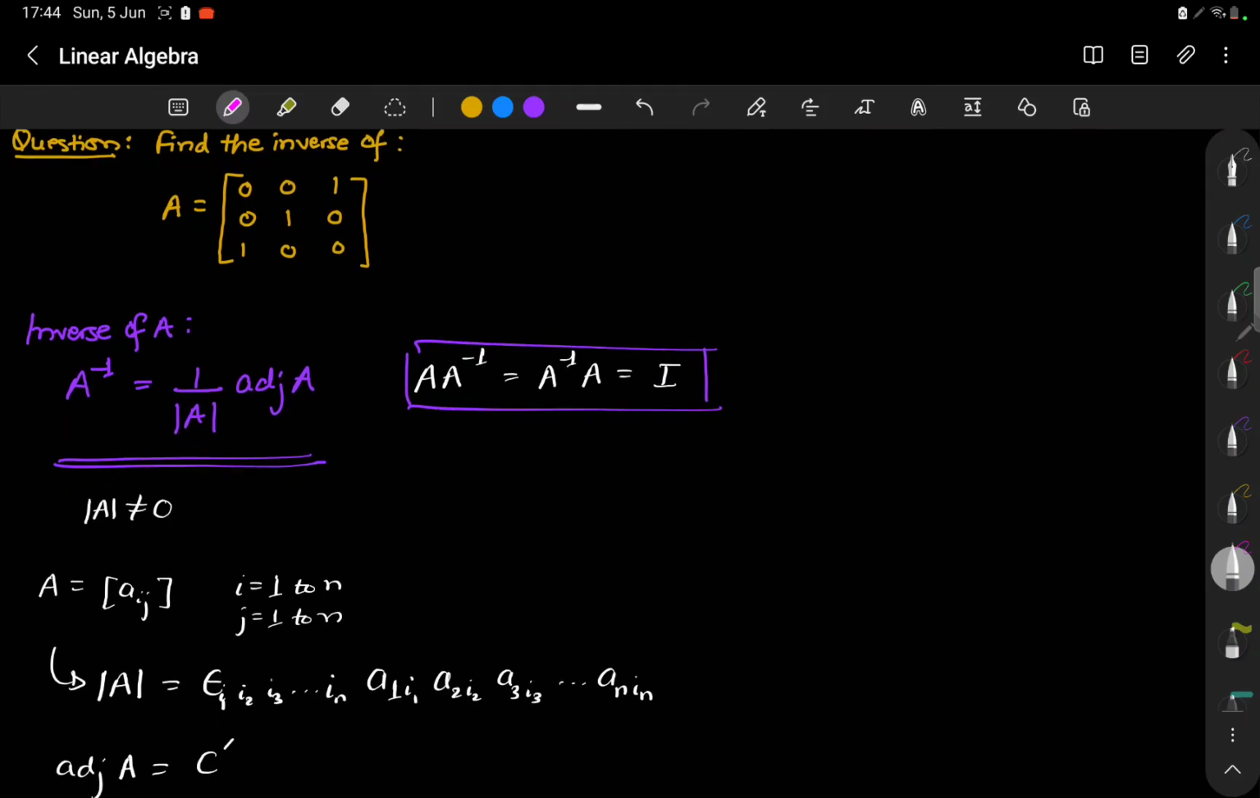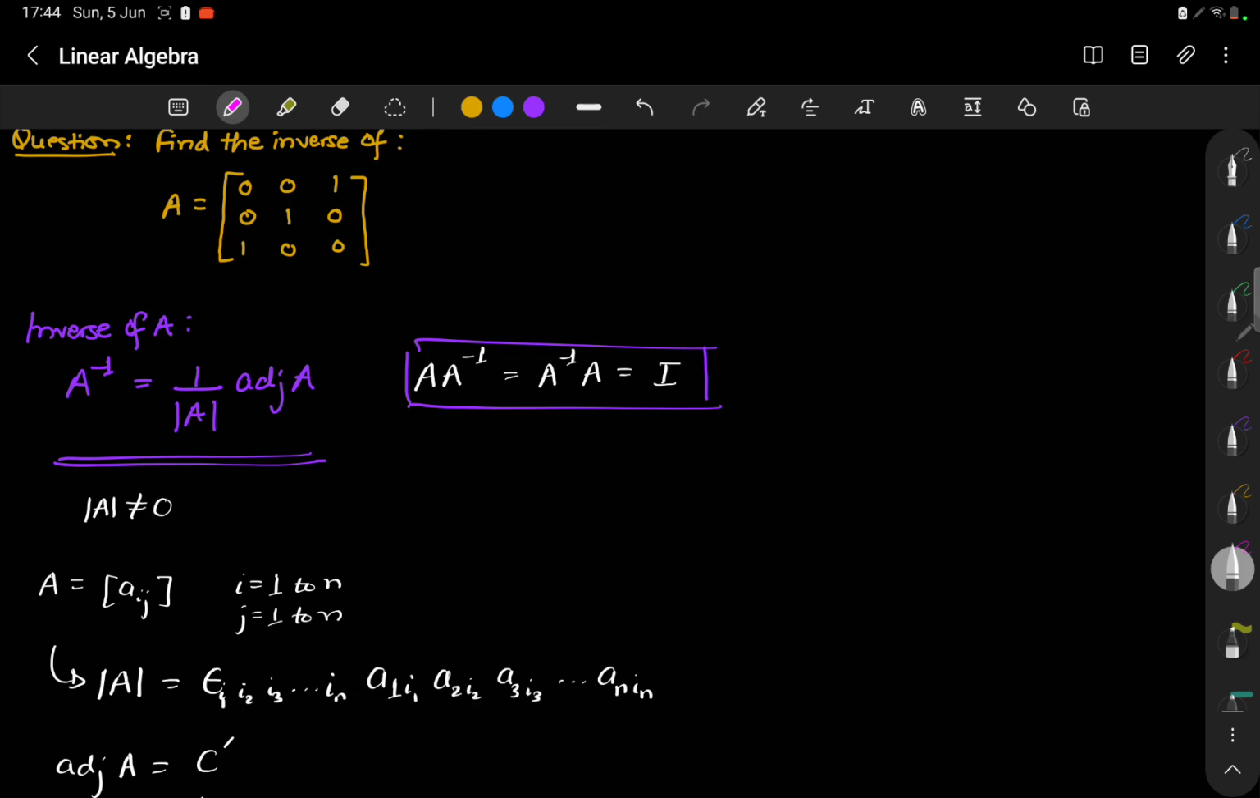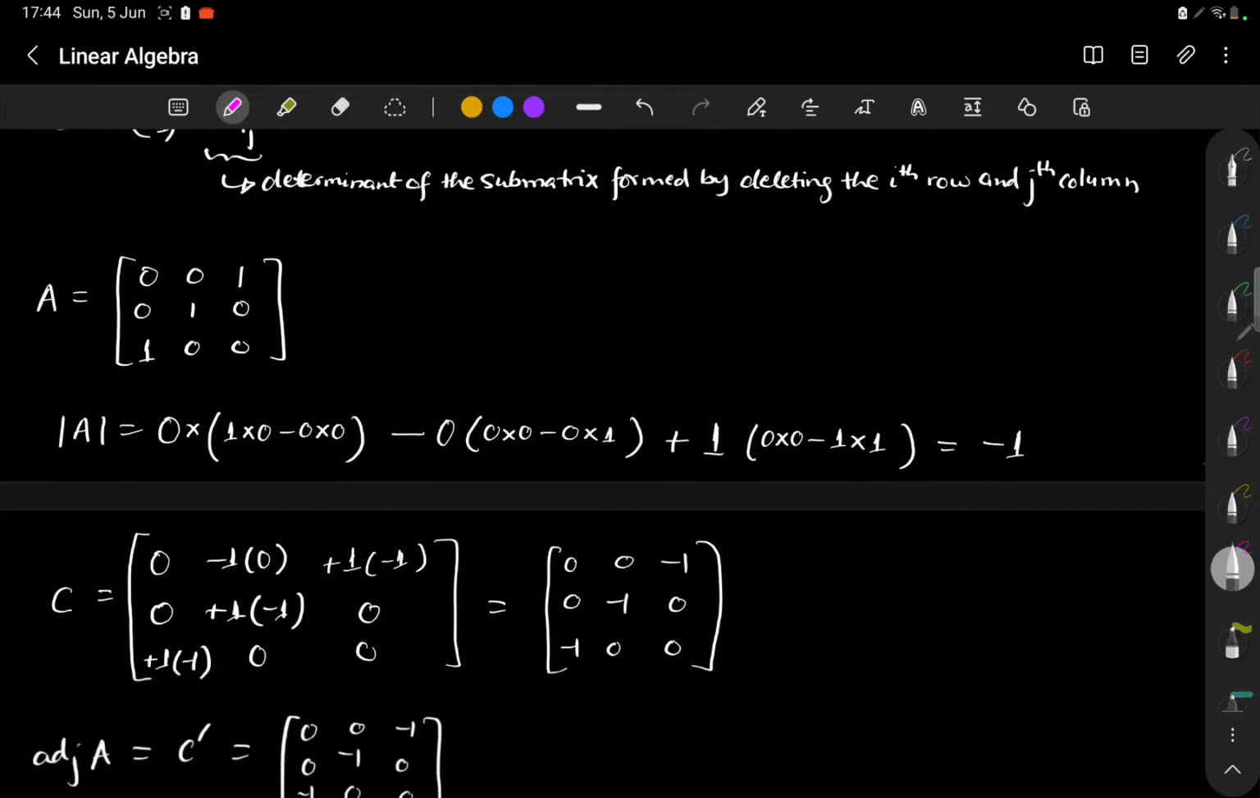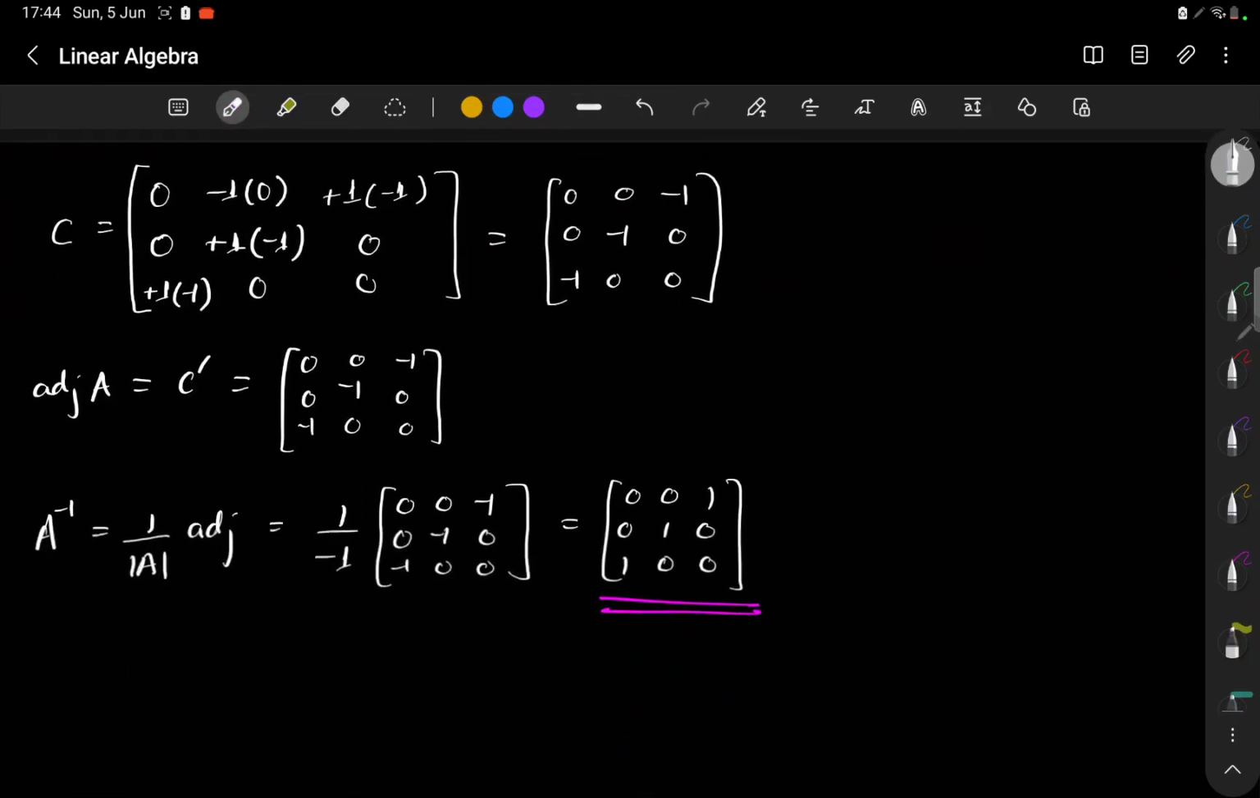So this is how we find the inverse of any matrix, provided that the determinant of the matrix is non-zero. If the determinant is 0, then we cannot find the inverse of that particular matrix. And as a check, we can do A times A inverse, and we will see that this indeed is the identity.